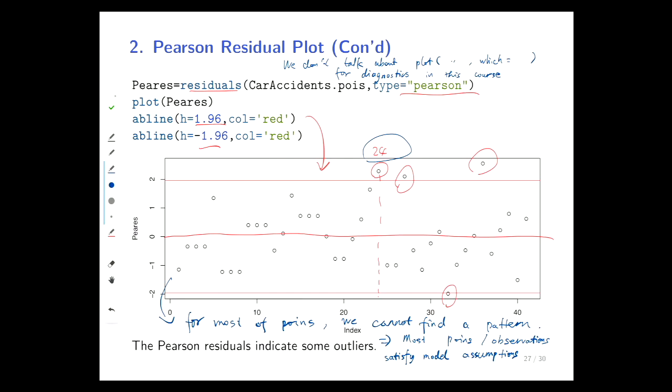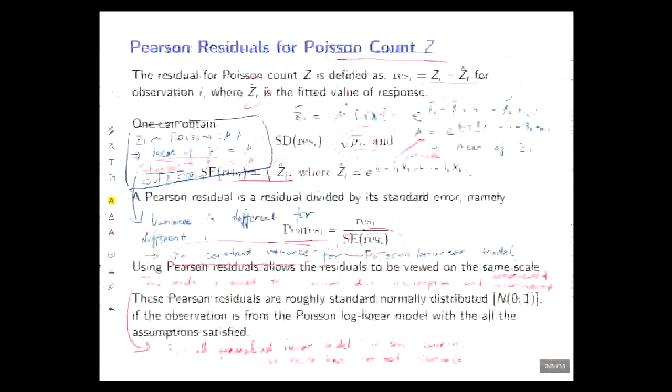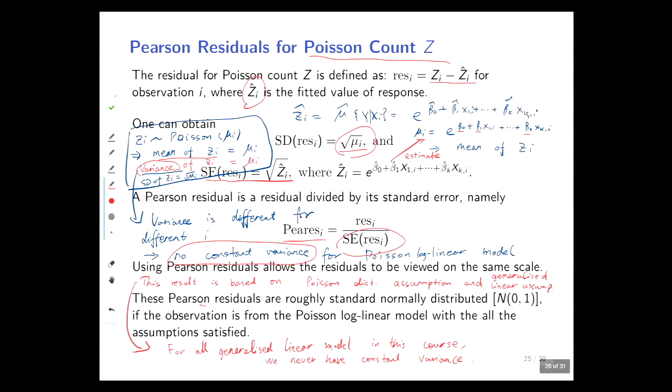And here, this model assumption means all 3 assumptions. So that means we can actually use this Pearson residual plot to check all 3 assumptions. The reason why we can use it is that we get this conclusion, roughly standard normal distribution, from all 3 assumptions. Remember that firstly, we have the generalized linearity assumption to compute the estimated mean of the response, and then we compute the residual. So the generalized linearity assumption is involved in deriving this Pearson residual.